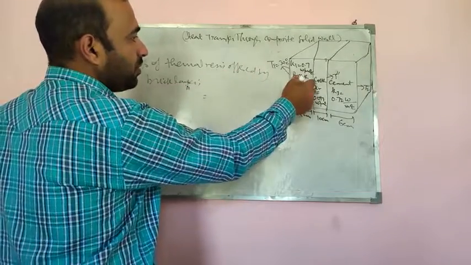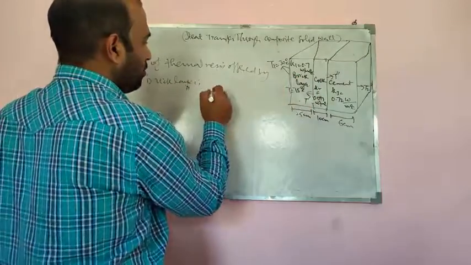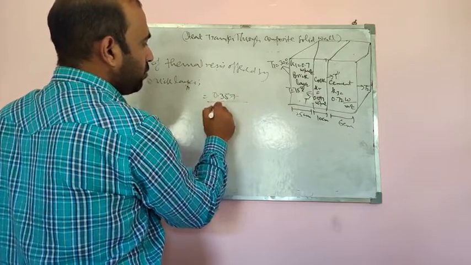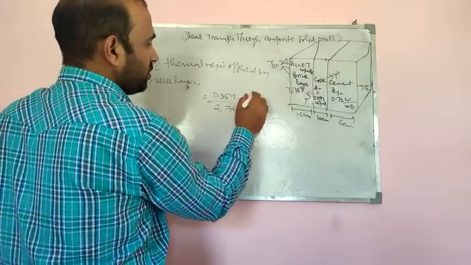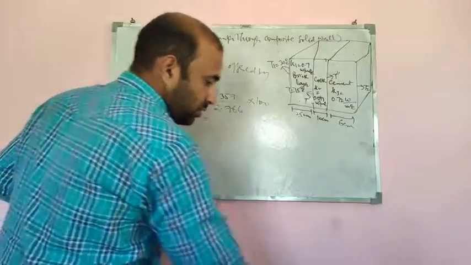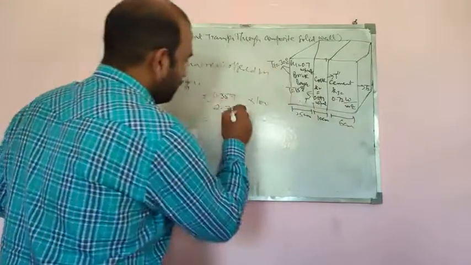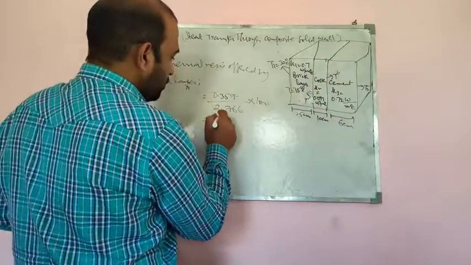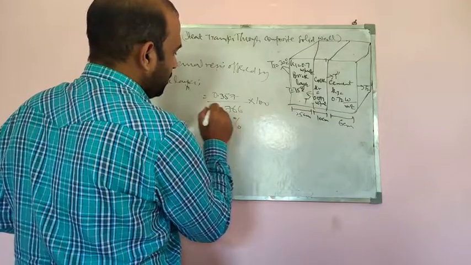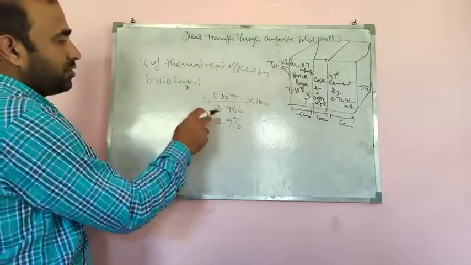So that will be equal to the thermal resistance of this layer, 0.357, divided by the total thermal resistance, that is 2.766, multiplied by 100. So this will give you the thermal resistance offered by the brick in percentage terms. So it will be equal to 12.9%.